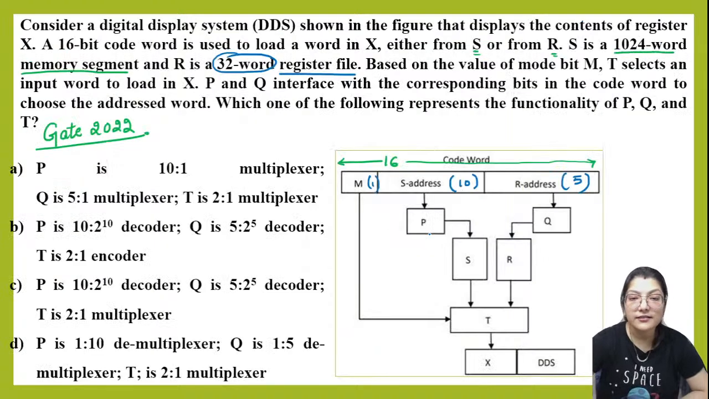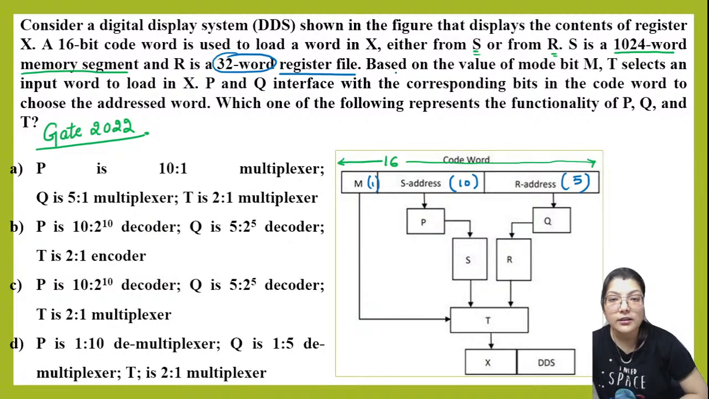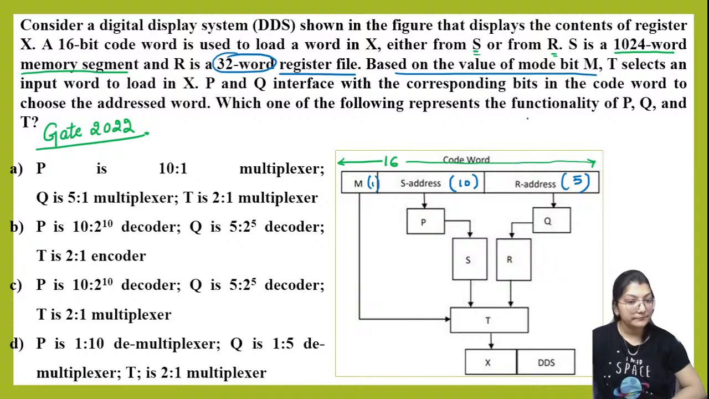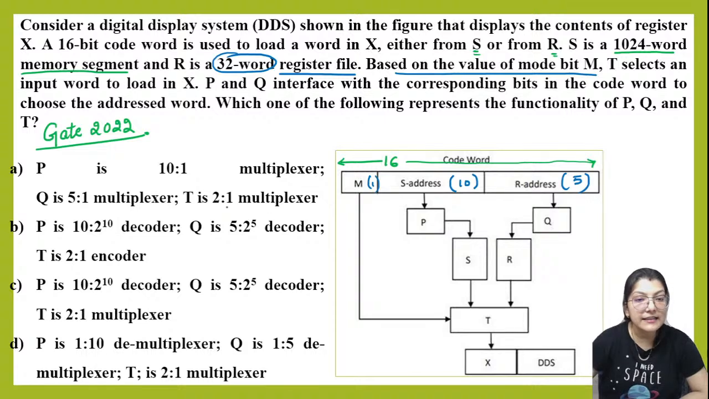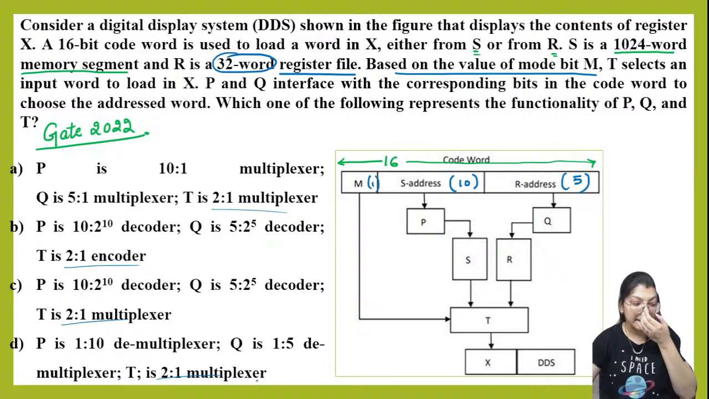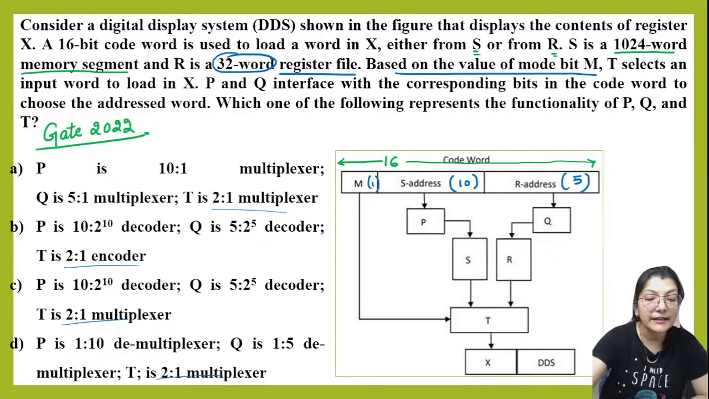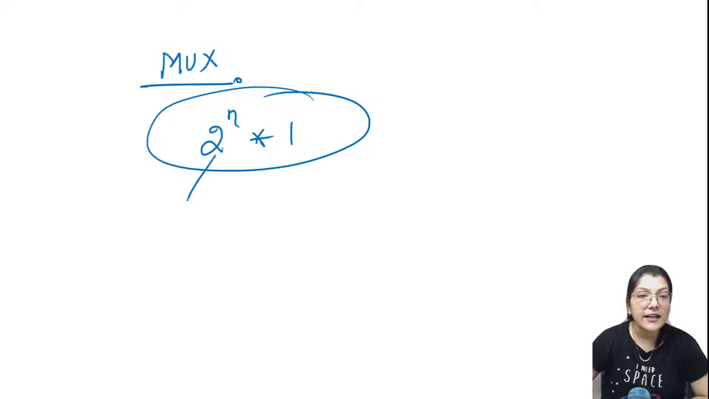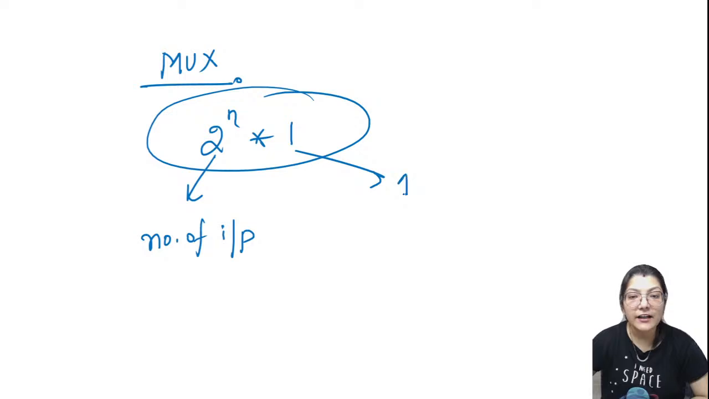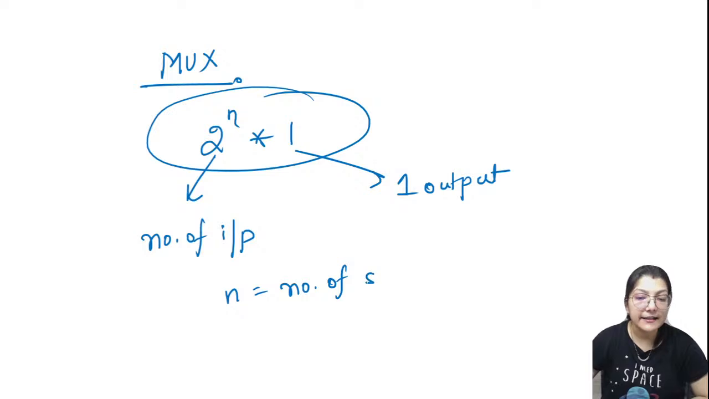Okay, now in this question they have very clearly mentioned based on the value of bit M. ठीक है, क्या बोल रहे हैं? Based on the value of mode bit M. And if you see the options, they are saying that T is a 2x1 multiplexer, 2x1 encoder, 2x1 multiplexer, 2x1 multiplexer. अब अगर you know the contents of multiplexer, multiplexer क्या होता है? In a multiplexer we have this type of structure where this is the number of inputs, and we have only one output every time, and N is what? N is your number of select lines. Yes or no?